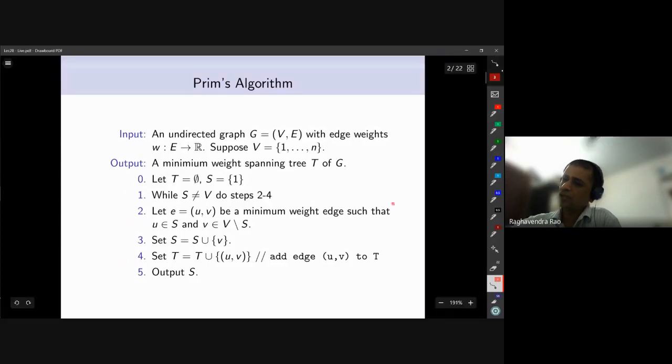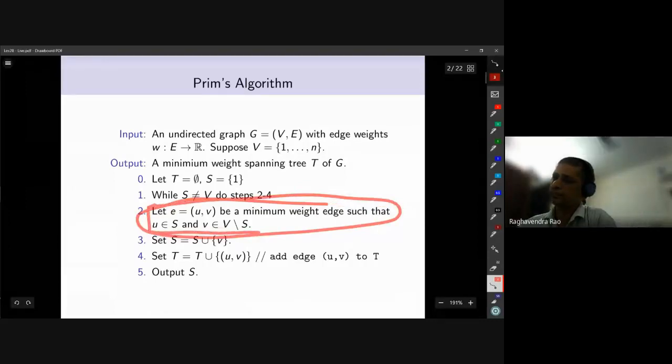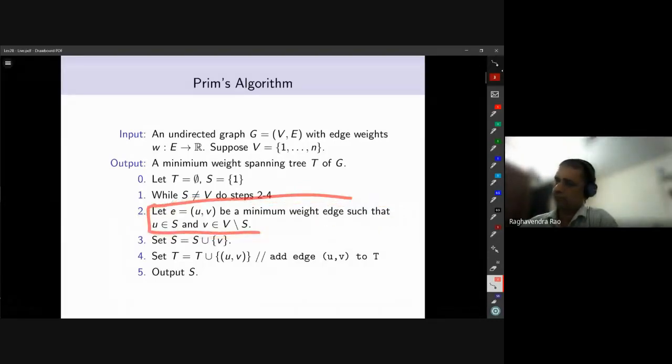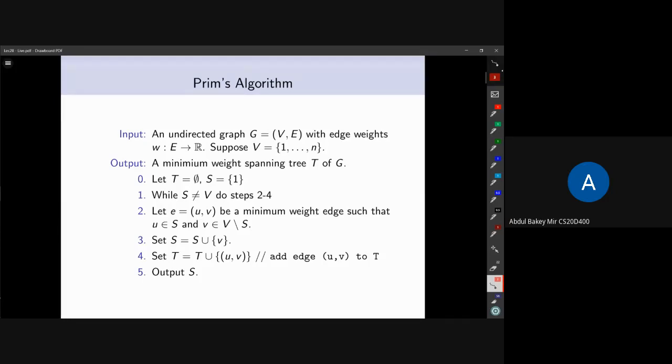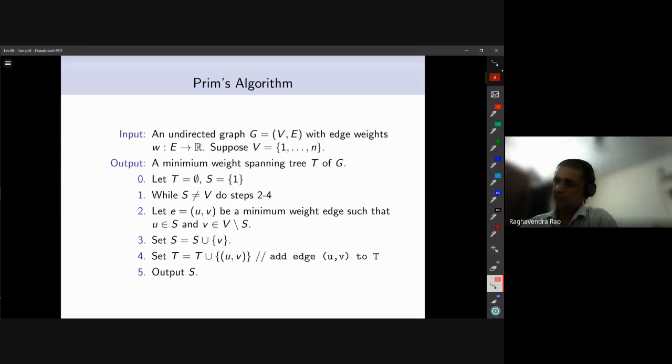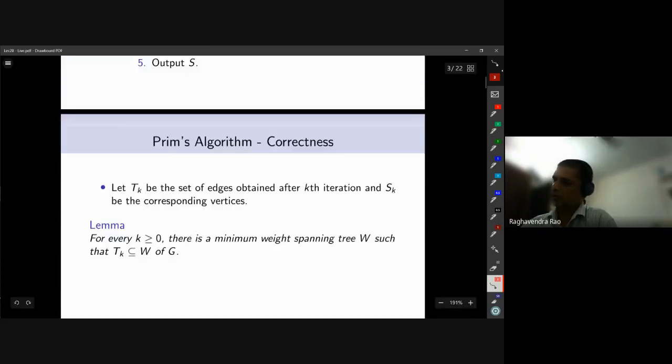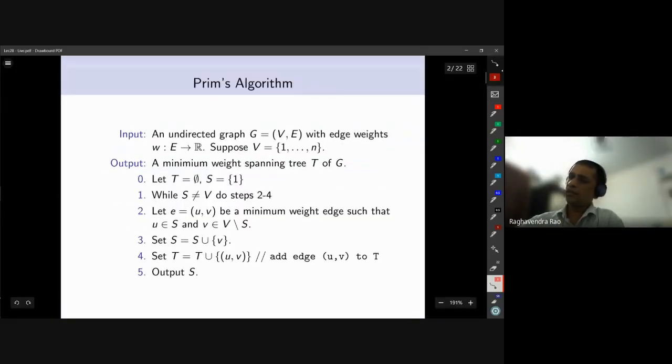Now, what is the cost of this operation? Order of the edges, in a naive implementation. In the worst case, order of edges, right? The number of iterations is n minus 1, and in the worst case you'll have to search among all possible edges, so it could be order of m.